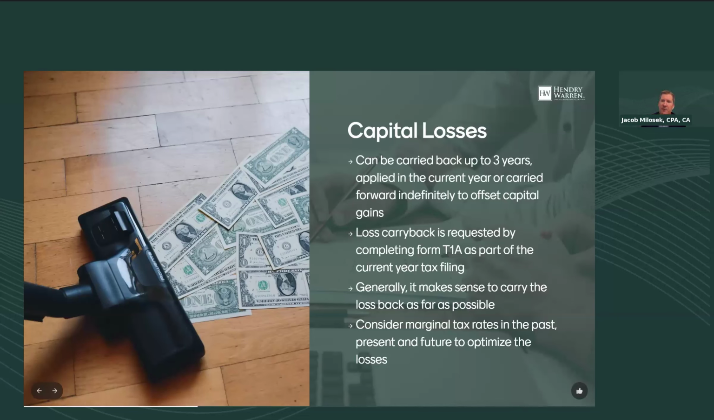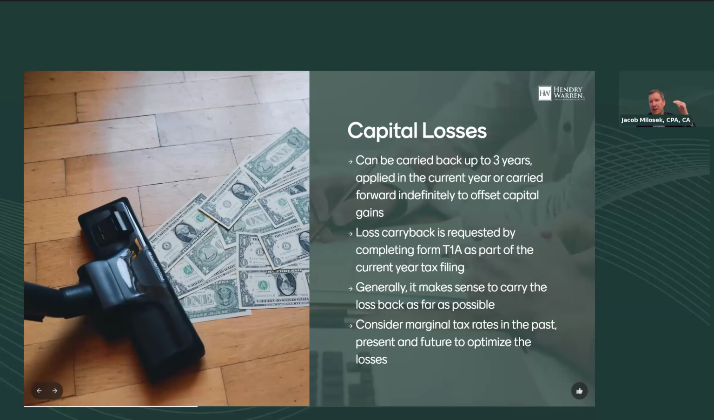Now, if we're trying to go backwards and we're trying to recover tax that was paid in the preceding 3 years, there's a form that's part of the current year return. So on your 2023 return, you'd fill out what's called a T1A schedule. And on that T1A schedule, you indicate to CRA which years you want to carry your current year loss back to.